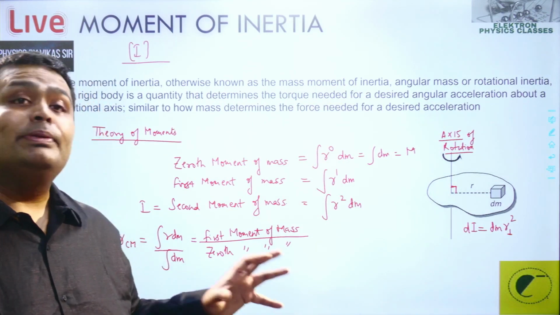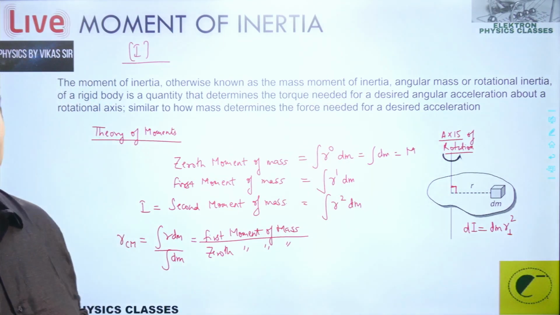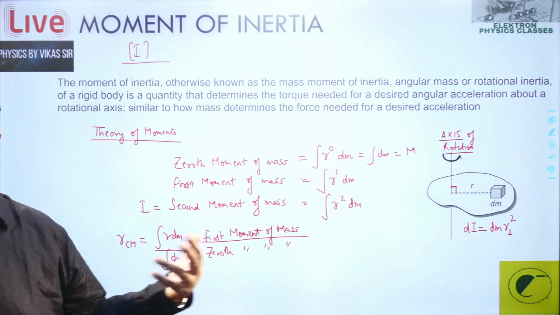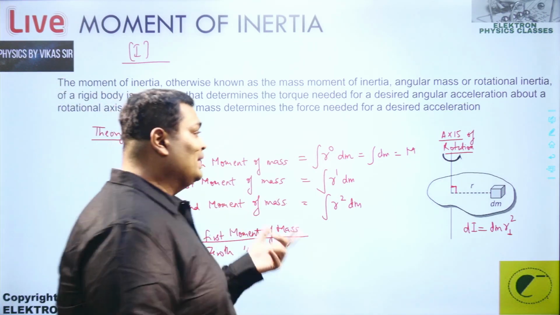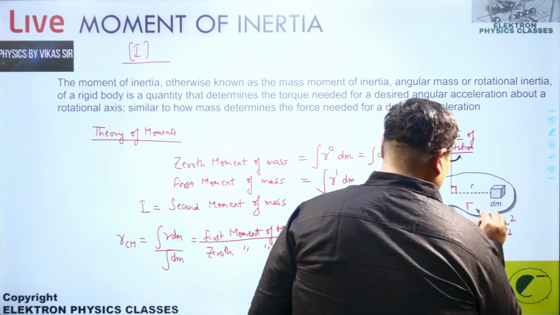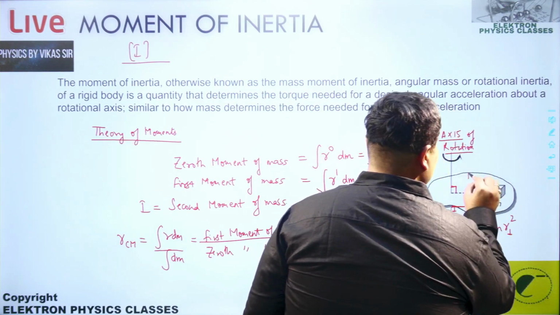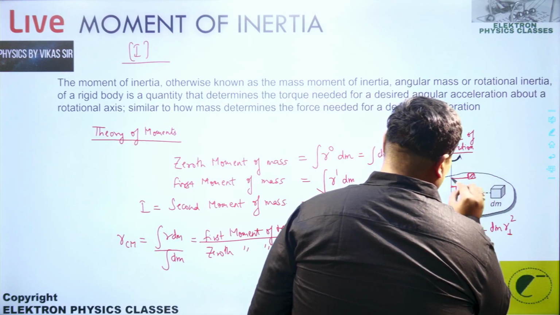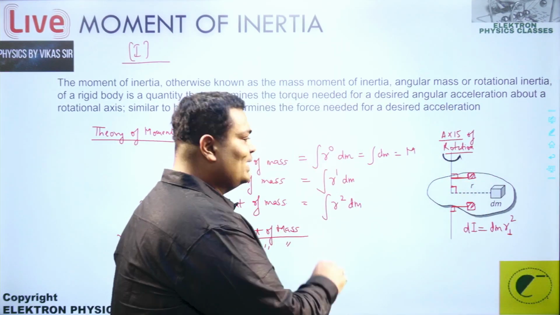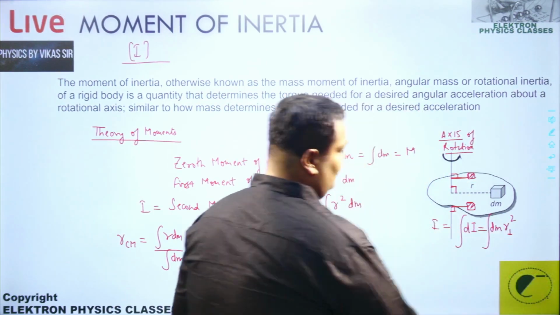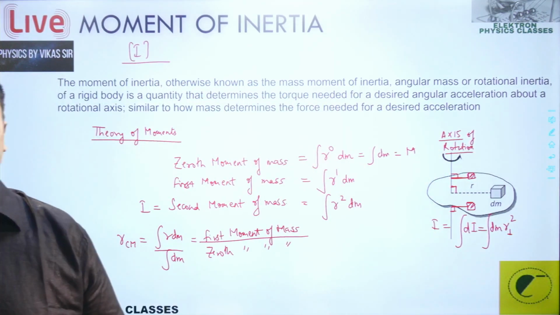And then there will be many more particles, and every particle will have a different distance inside that particular object. So let's say there is another particle over here. This will have some different distance, right? And more particles over here. So what do we do? We integrate this expression, and what do we get? The overall moment of inertia of this particular rigid body.